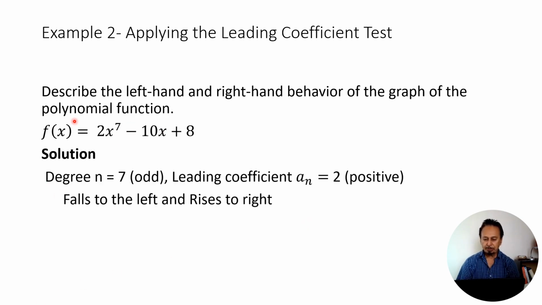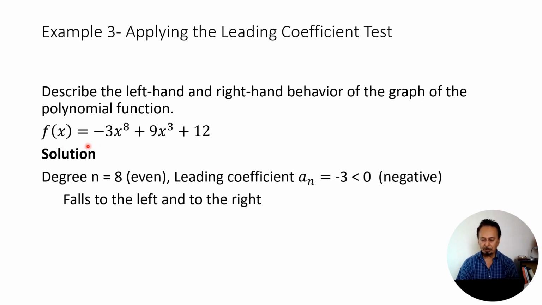Okay, now here's example 2. We have a polynomial function 2x to the 7 minus 10x plus 8. The degree is odd, but the leading coefficient is 2, which is positive. So the end behavior of this polynomial function is that it falls to the left and rises to the right.